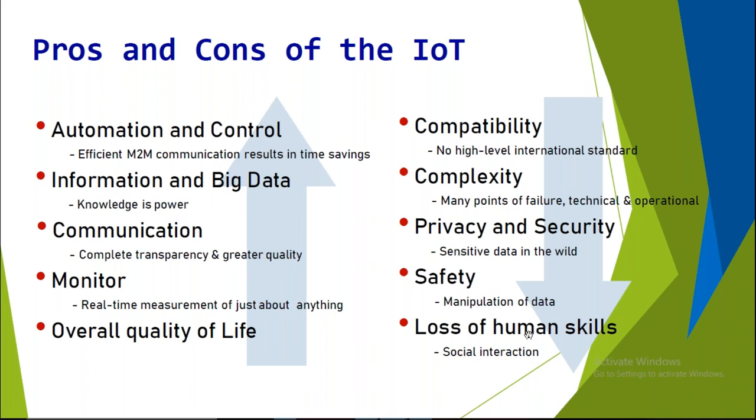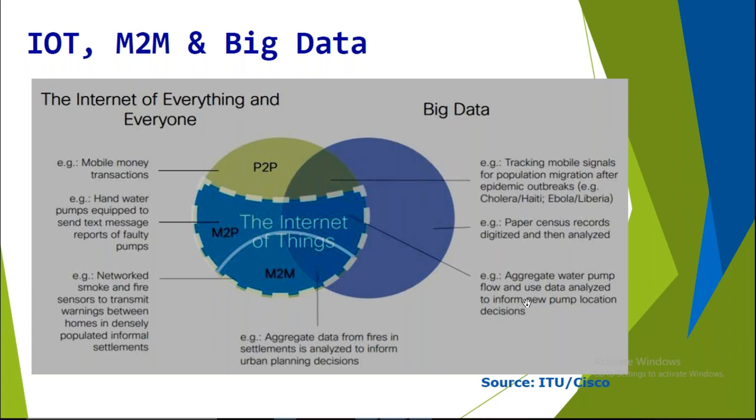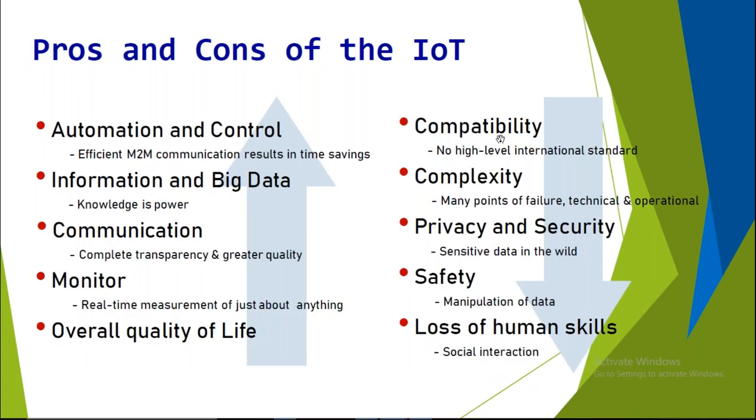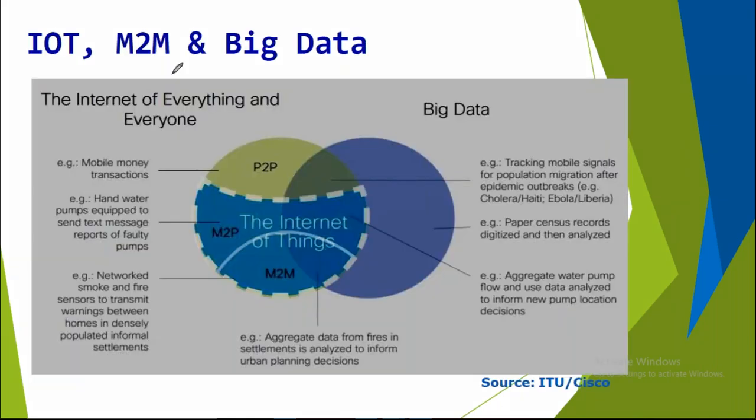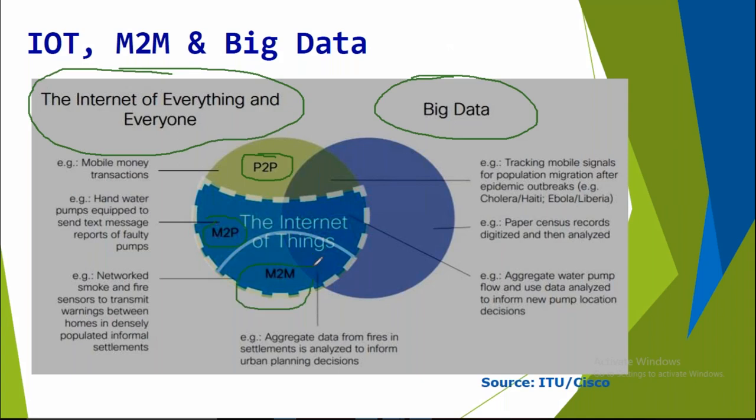Then IoT, machine to machine and big data: how are they interconnected? Think of the Internet of Things and everyone, with big data. It may be person to person, machine to people, or machine to machine, so these are the interactions. Here comes the portion of the Internet of Things. Machine to person, or person to person, may be like mobile money transactions, not IoT.